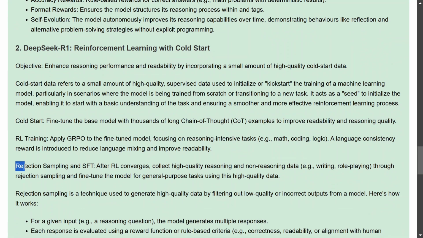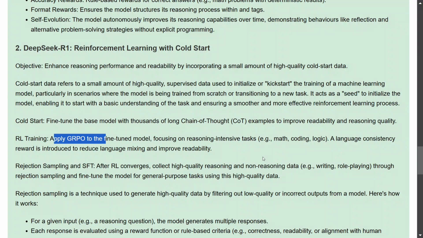Another step used was rejection sampling and SFT. After the second step, that is GRPO, high quality reasoning and raw reasoning data was collected using the model itself. So using the model that has now been trained on cold start data and RL training, rejection sampling happened, where we generate answers from the current model and then reject answers as humans were labeling the data. So they rejected the low quality answers and generated high quality outputs from the model, and then used that data for training the model again.